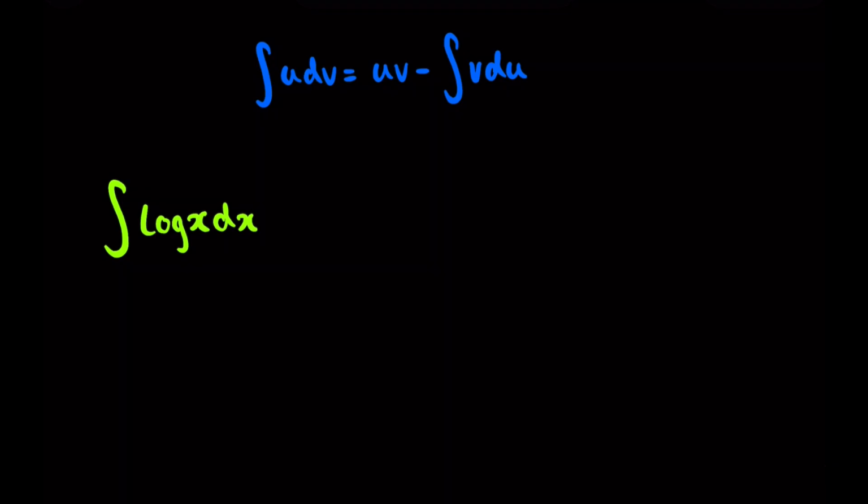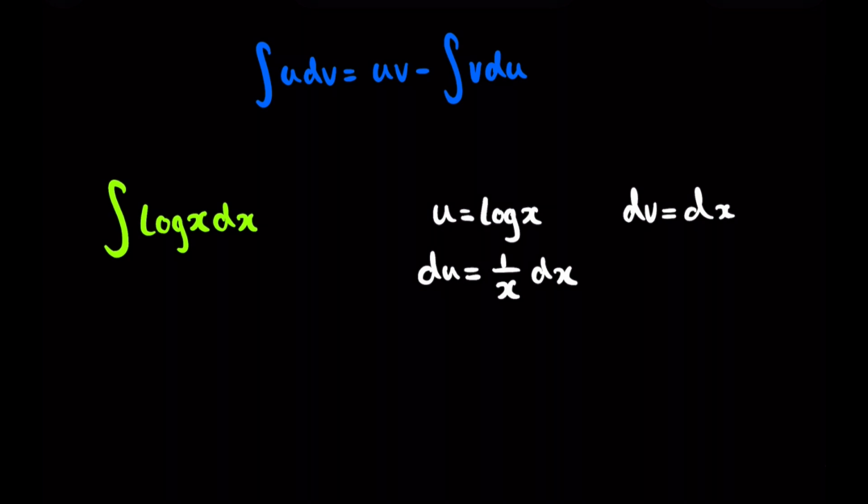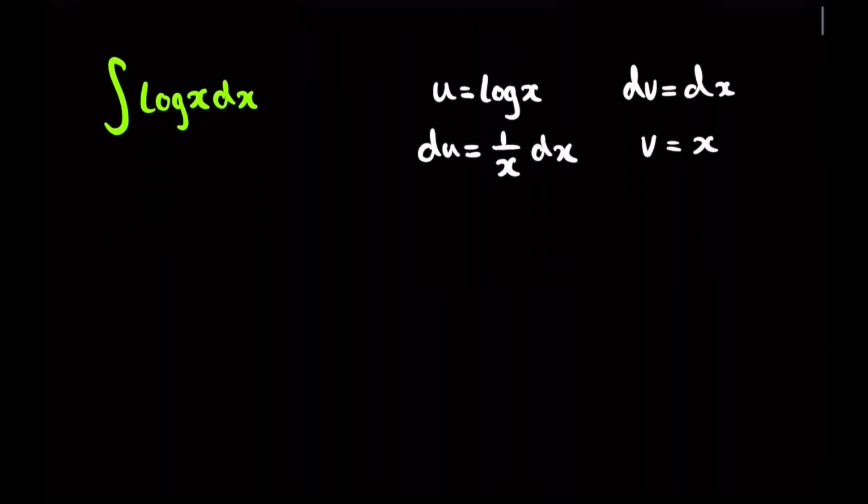Using integration by parts, we can set u equal to log x. Therefore, du would be equal to 1 over x dx. And the dx in our integral would be equal to dv. Therefore, v would be equal to x. And our original integral would just be equal to u times v, which is x times log x in this case, minus the integral of v du.